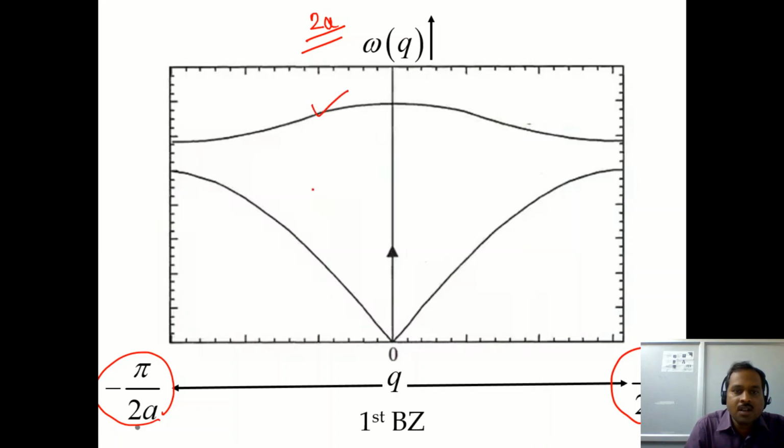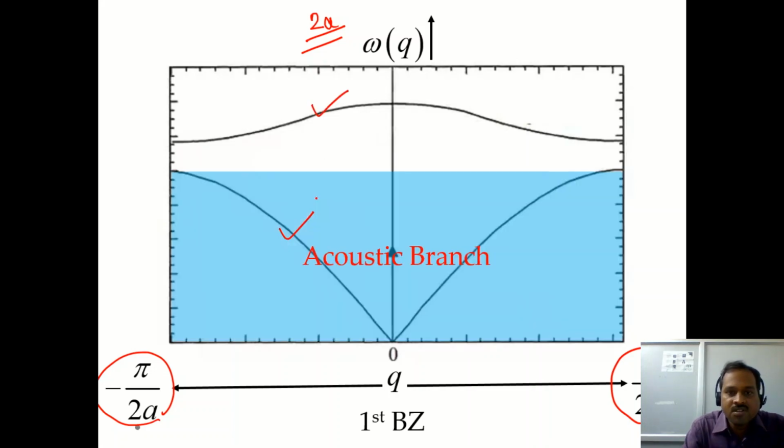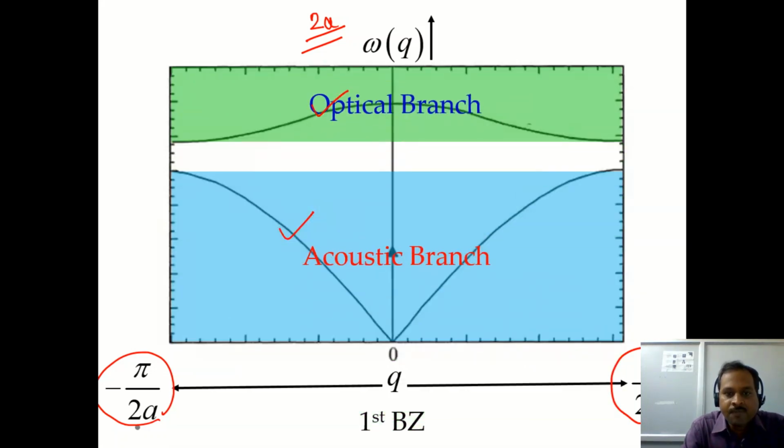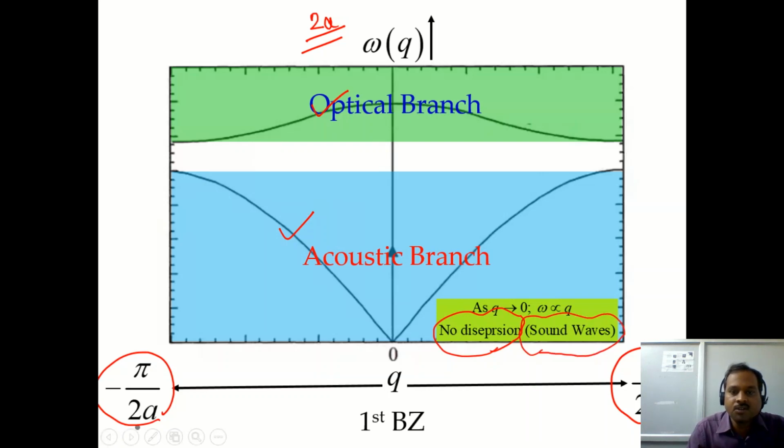Here we can see there are two branches. The higher frequency branch is called the optical branch, and the lower frequency branch is called the acoustic branch. And why is the nomenclature like this? Because as q tends to 0 for the acoustic branch, the omega versus q relation is almost linear. If it is linear, there is no dispersion and it is equivalent to sound waves. Sound means acoustic, that's why this branch is also called the acoustic branch.